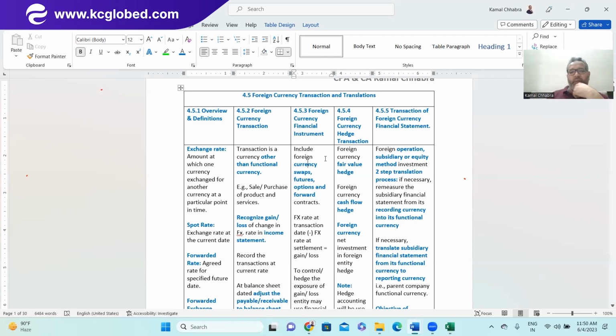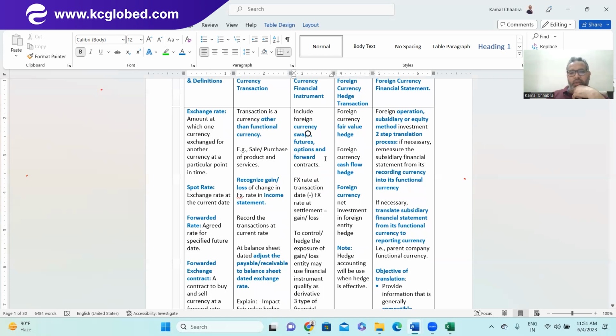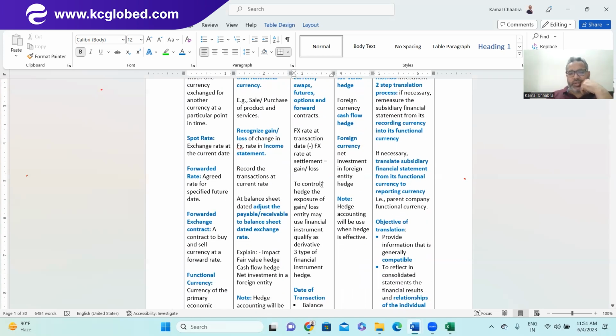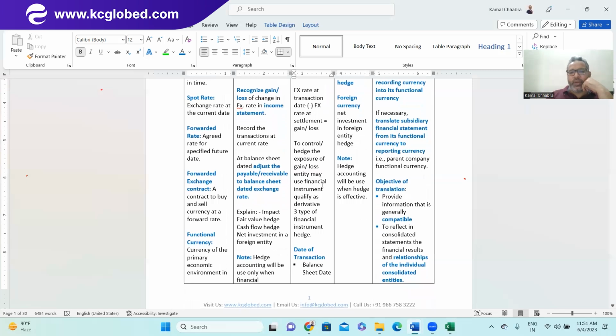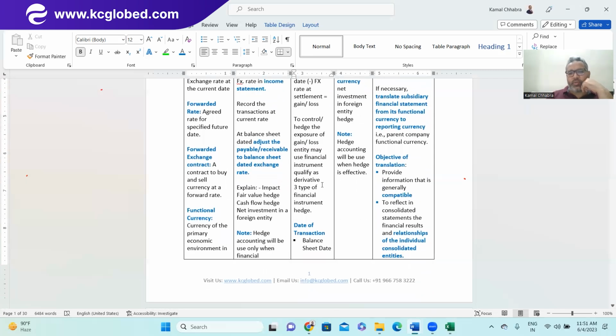So next one is foreign currency financial instrument. It includes foreign currency swap, future, option, and forward contract, which we discussed in the last class, right? FX rate at the transaction date minus FX rate at the settlement date will be your gain or loss, and this gain or loss will go to the income statement, right? To control or hedge the exposure of gain or loss, an entity may use a financial instrument qualifying as a derivative.